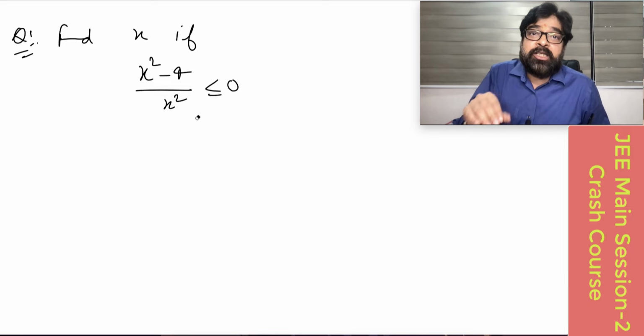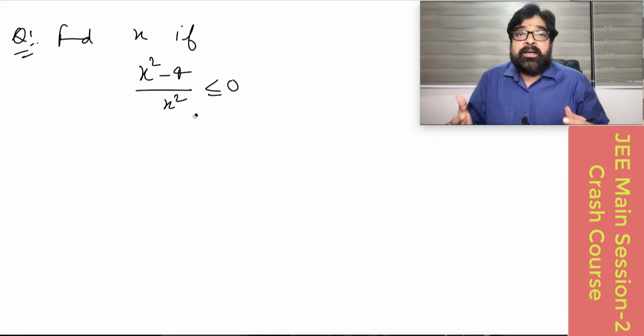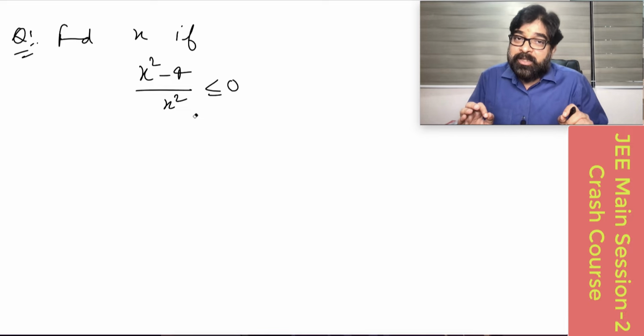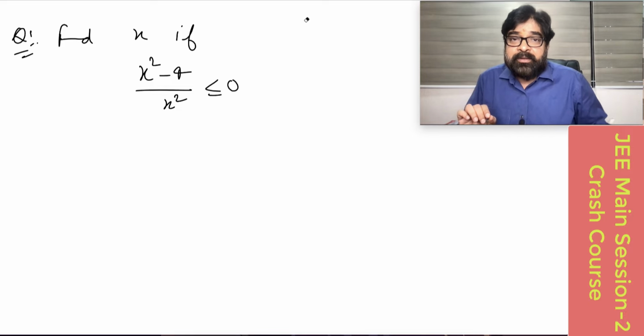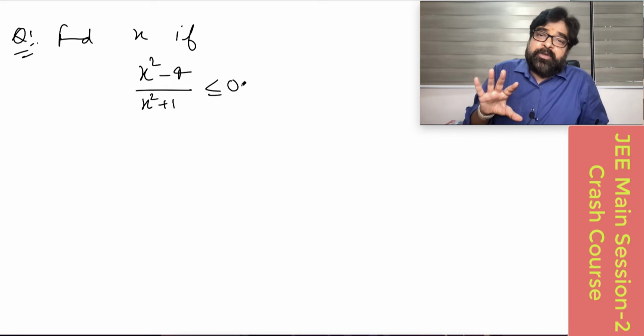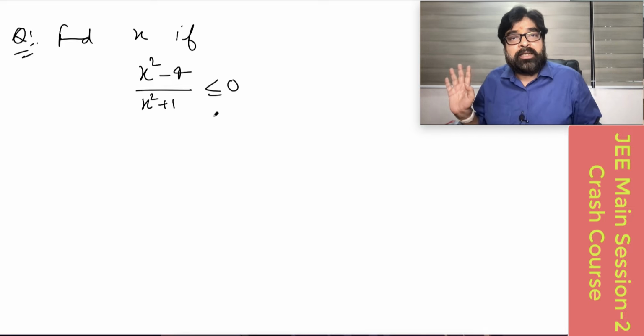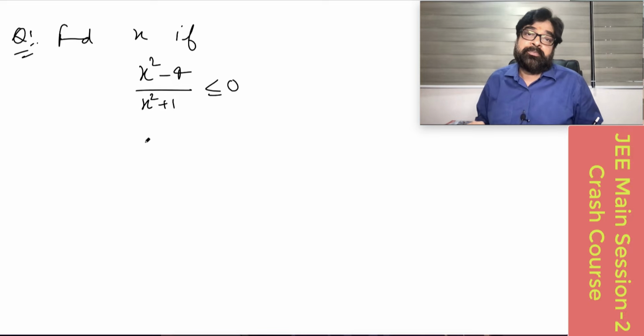These are the small things which make mathematics scoring. And these are the small things which make mathematics a nightmare. It's a very small thing, very easy to understand and very easy to keep in mind. But generally people ignore it and they face problems. If it's x square plus 1 or any such thing, without any fear I can multiply here, I can throw it to the other side because I know it's always positive.